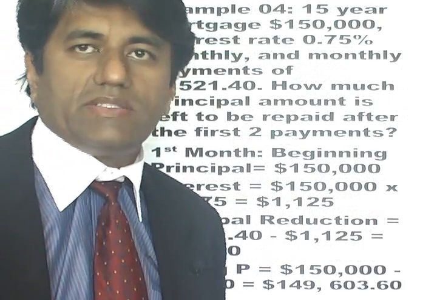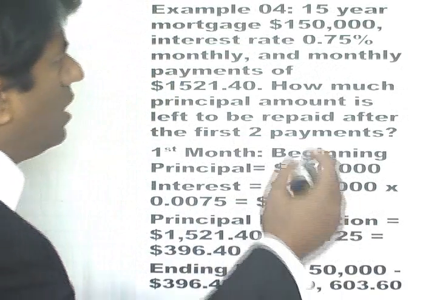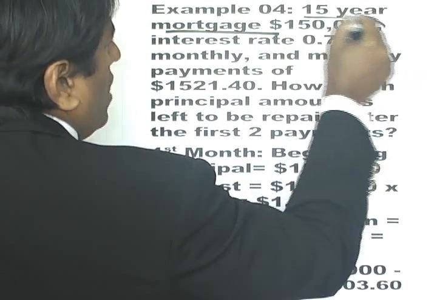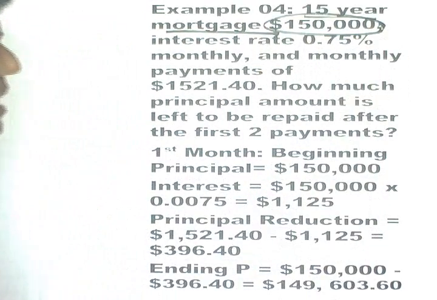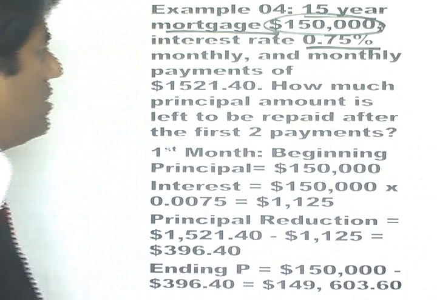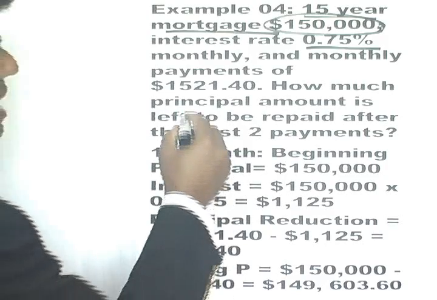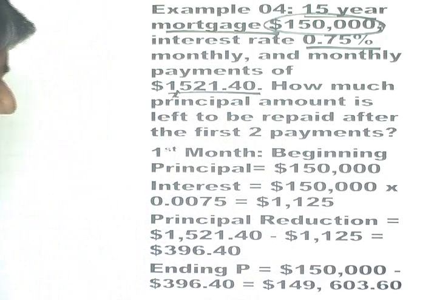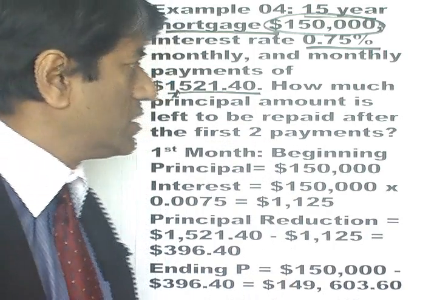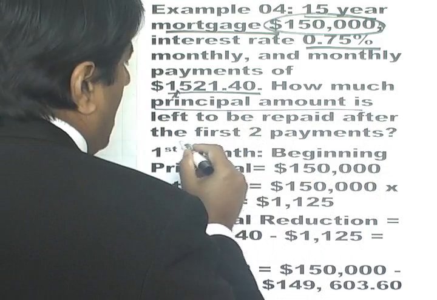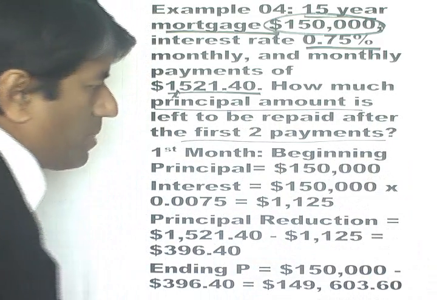Here we have another example of an amortized loan. It's a 15-year mortgage for $150,000 and the interest rate is 0.75% per month. Monthly payments are $1,521. The question asks how much principal amount is left to be repaid after the first two payments.